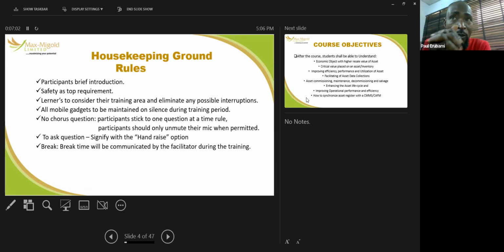Safety is our top priority. So wherever you find yourself, please ensure you are good and you are safe. Every learner should consider their training area and eliminate any possible interruption. Please try as much as possible to avoid distraction wherever you are, and put your mobile gadget on silent during this training period.